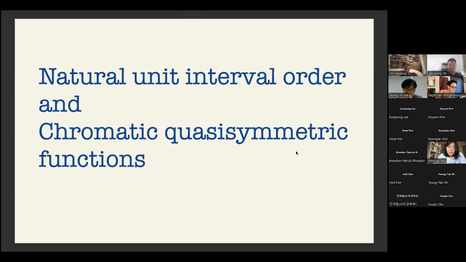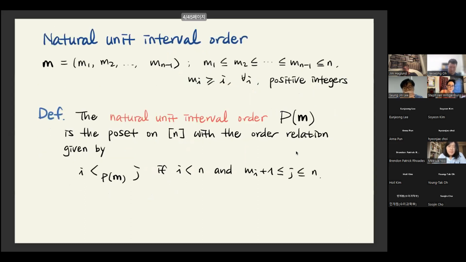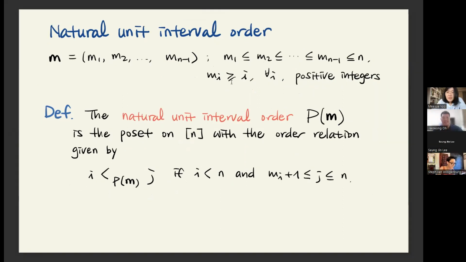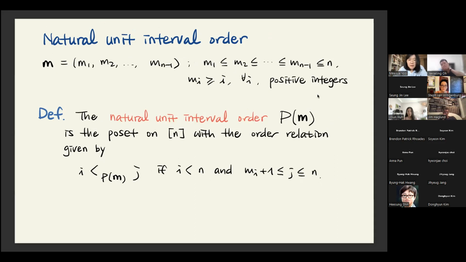So before I start, I'm going to introduce the natural unit interval order and chromatic quasisymmetric functions. So the natural unit interval order: say we have a sequence of positive integers which are weakly increasing, and the ith component is larger than or equal to i for each i. So I'm considering the sequence of length n minus 1. But if you consider a sequence of length n, then the last entry is going to be n. So it's redundant information, but it's also okay to consider the length n sequence.